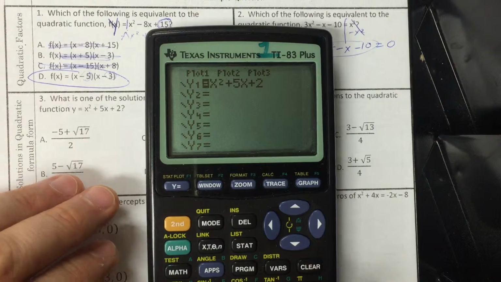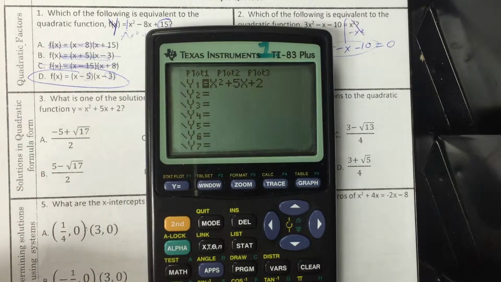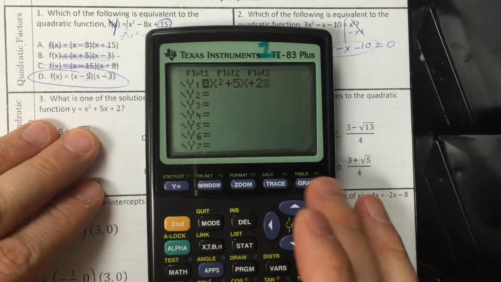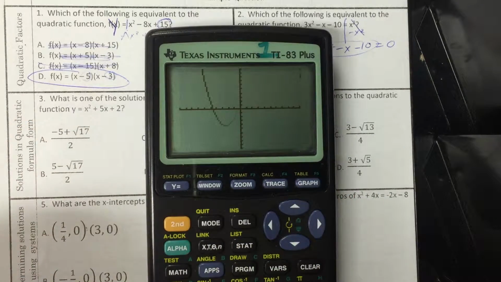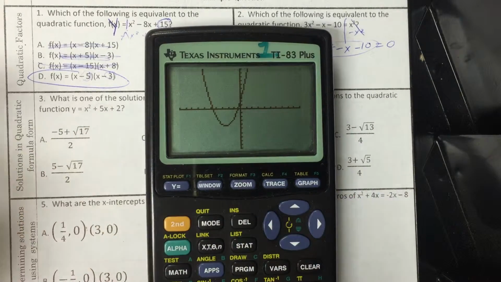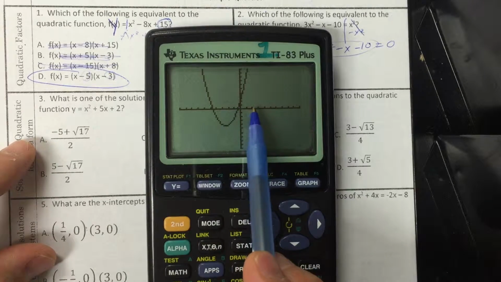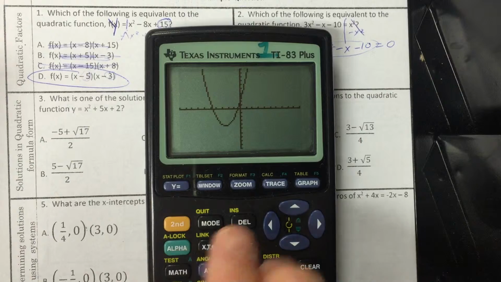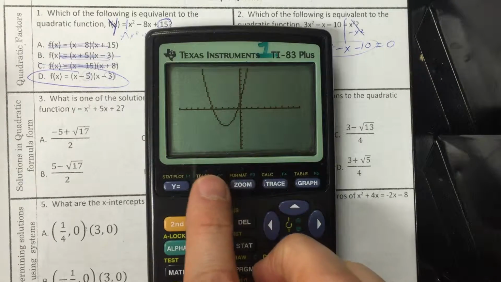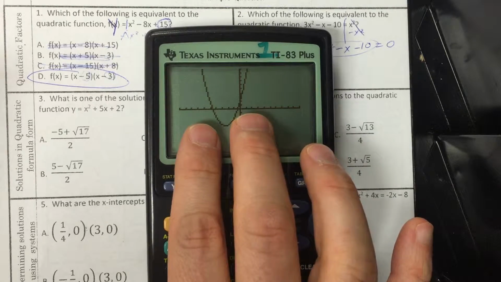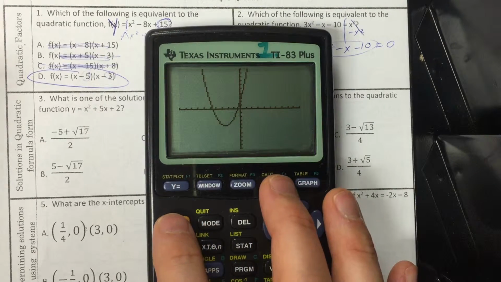Now, this is what you need to make sure and remember. We've done the second trace screen before. Actually, I'm going to graph it first. I'm getting ahead of myself. You graph it, and you make sure the solutions, which are the roots, are on the screen. If not, you may need to adjust your zoom or your window, which we've learned before. Now that this is on the screen, you're going to go to second trace.